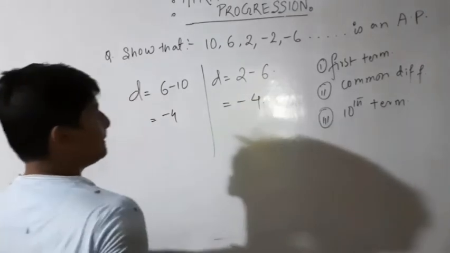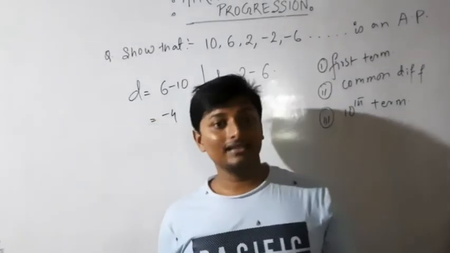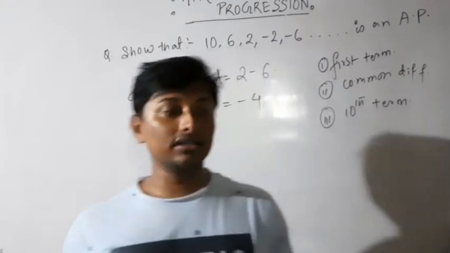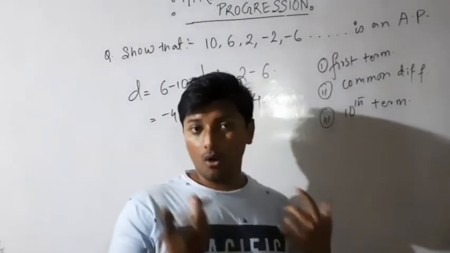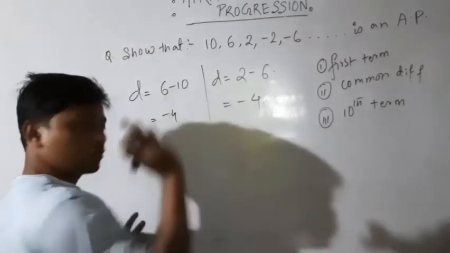Here also it will be minus 4. Now the difference is equal, isn't it? And don't worry if the difference comes negative. It can also come as a decimal, or it can come as a fraction. It can come positive. So this difference can be anything, but the difference should be the same.